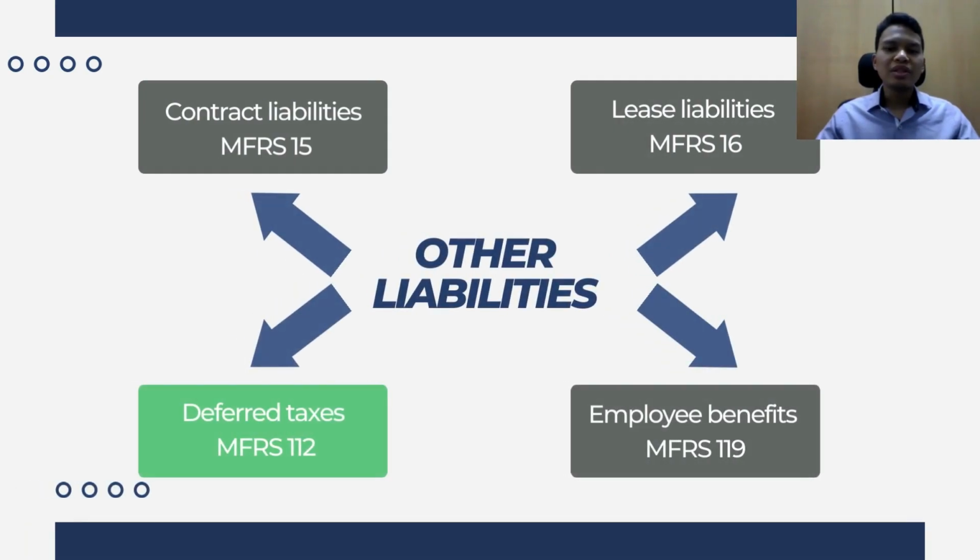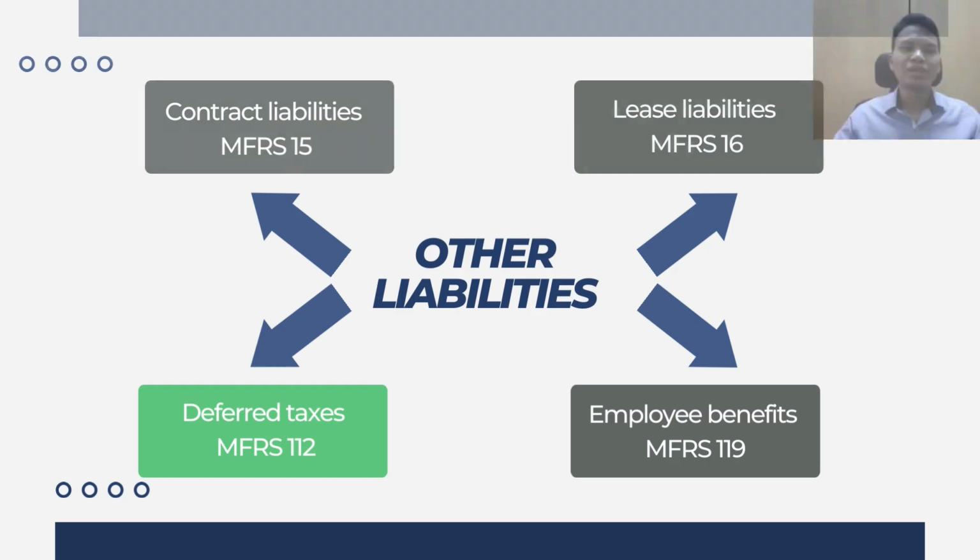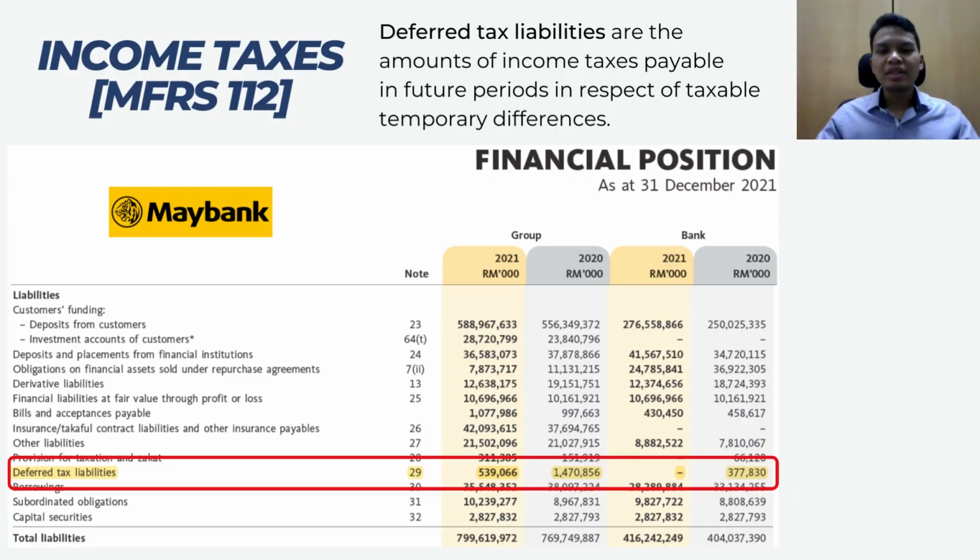Next, I will be talking about deferred tax, which can be found in MFRS 112. Here is the example of how deferred tax is shown in the financial position. In this example, I will be using Maybank as our reference. The detail about deferred tax can be found in Note 29, which you will see in the upcoming slide.